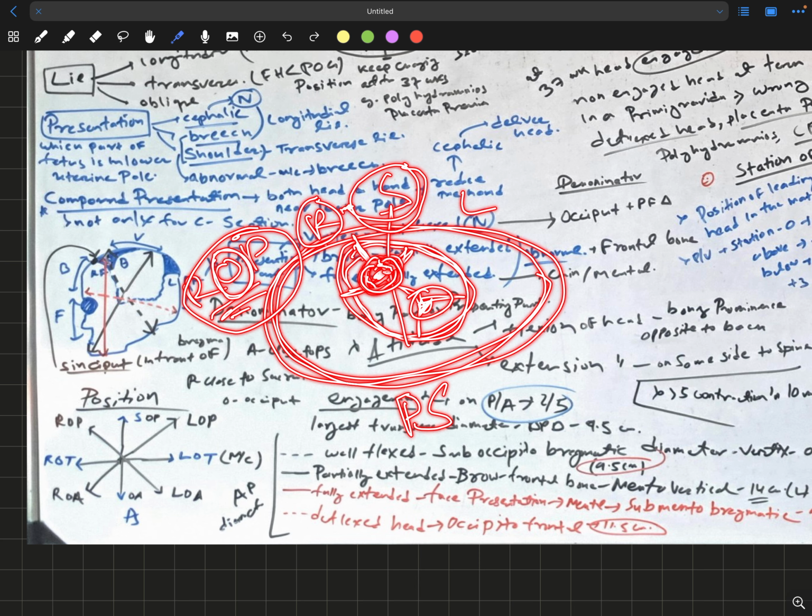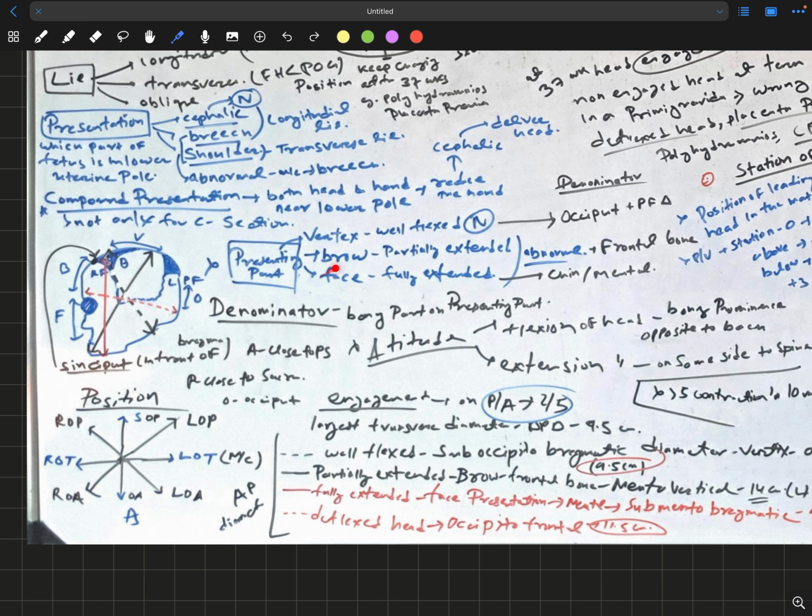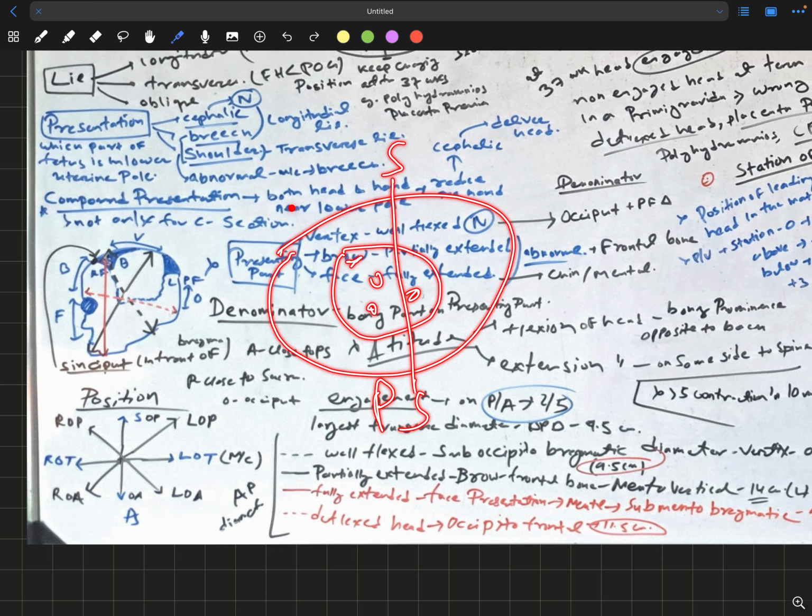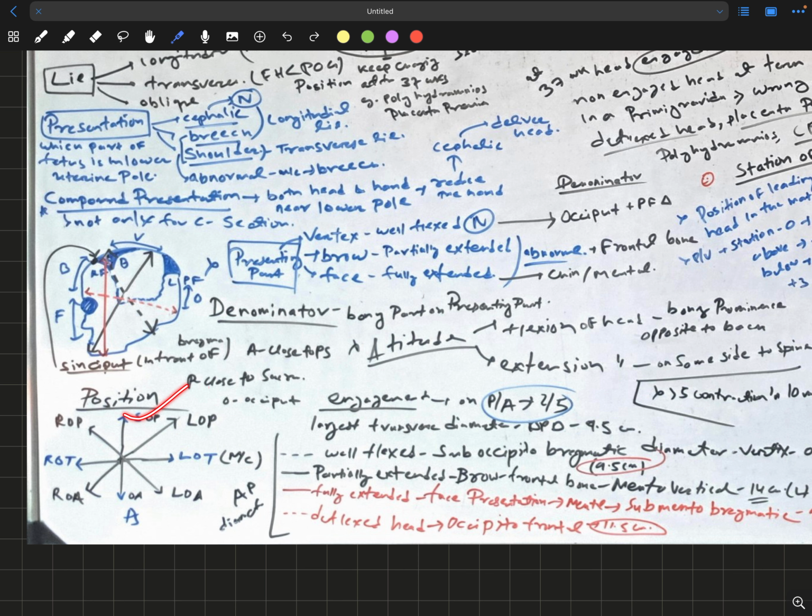So it is named according to the denominator. Suppose in case of face presentation the chin is present here. This is the pelvis, this is the sacrum, this is the pubic symphysis, this is the right side, this is the left side, and this is the mental bone. What will be the position here? It will be right mento posterior. Here the mento comes where the occiput O came. So the denominators are used for naming the various positions.